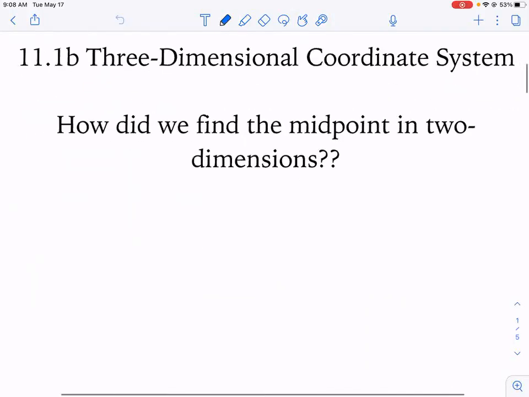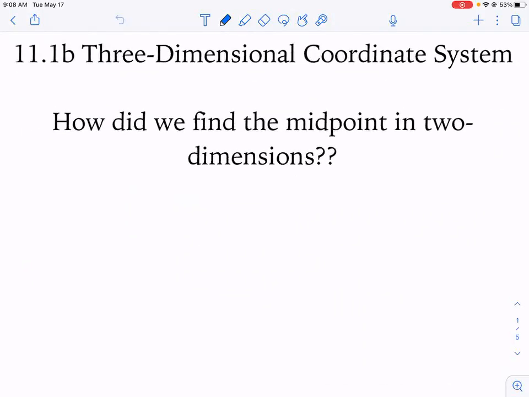All right. We're going to talk about a couple things today. We're still going to have homework from section 11.1. Yesterday we talked about plotting points, the different octants. We talked about distance. Associated with distance is midpoint. So let's talk about 2 dimensions real quick.